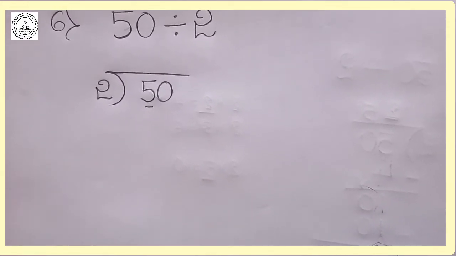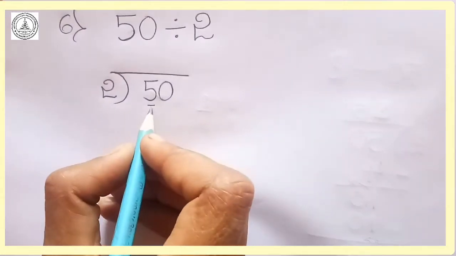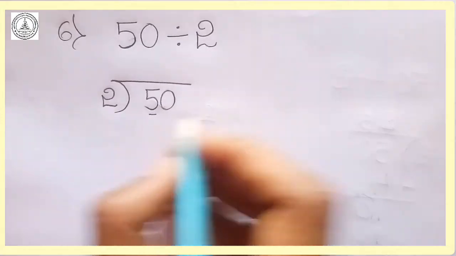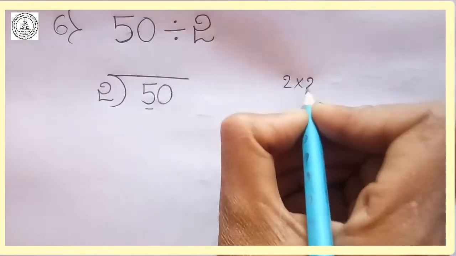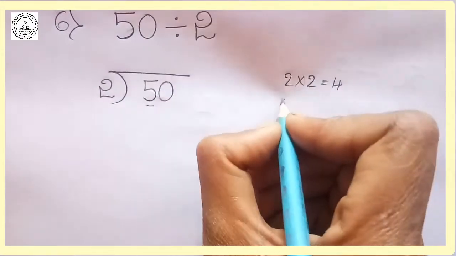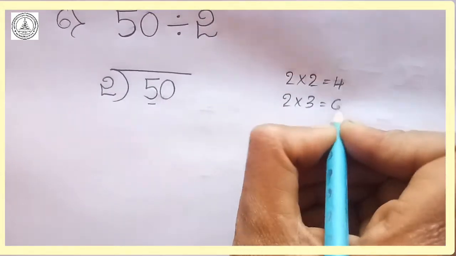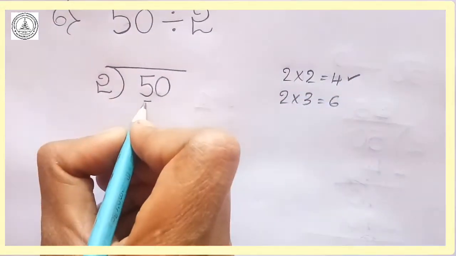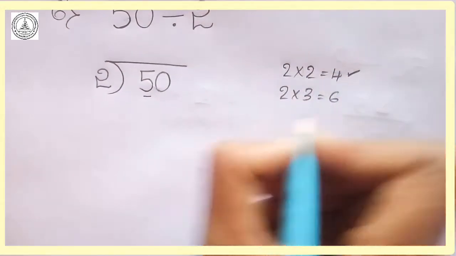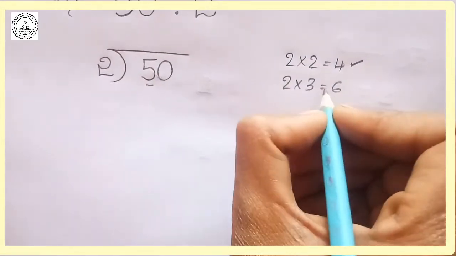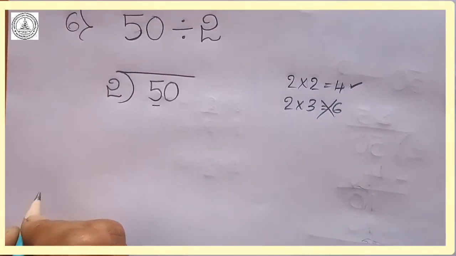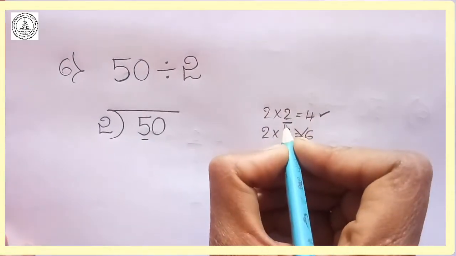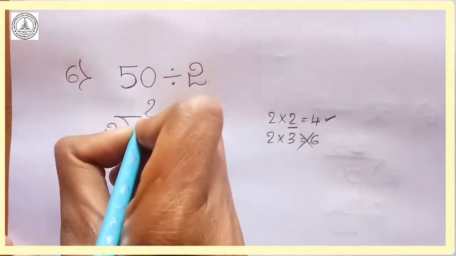So now you have to choose the number which is nearest to this 5 and less than this 5. Yes, in the table of 2, 2 2's are 4, right? The next, 2 3's are 6. Okay, so observe here, this 4 is nearest to this 5, but 6 is a bigger number. So don't take 2 3's are 6. So now you have to choose this 2. 2 2's are 4. Now write this 2 above this 5.